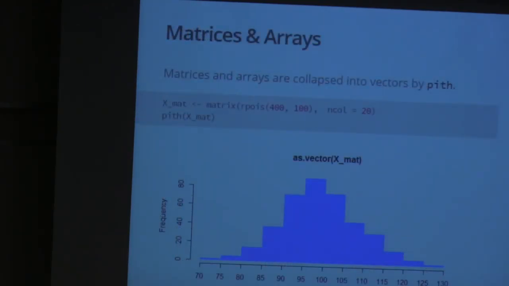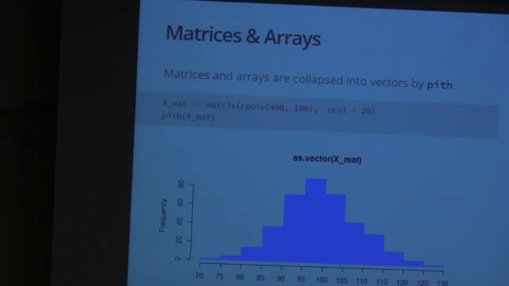If you give it a matrix or an array, it's going to collapse it down to a vector. Why? Because I have no idea which are the meaningful derived dimensions in your crazy matrix or array. You may know that, oh, the columns are where it's really interesting, or the rows are where it's interesting, but I don't.